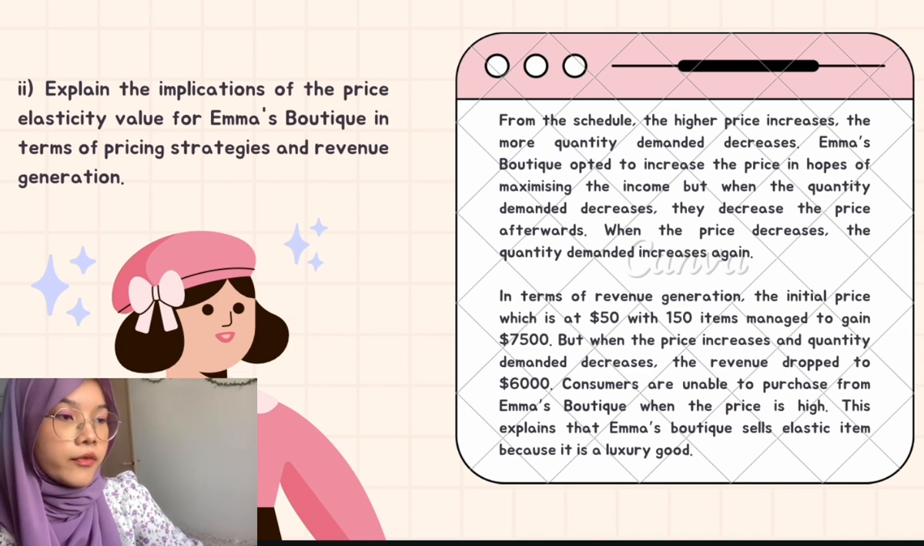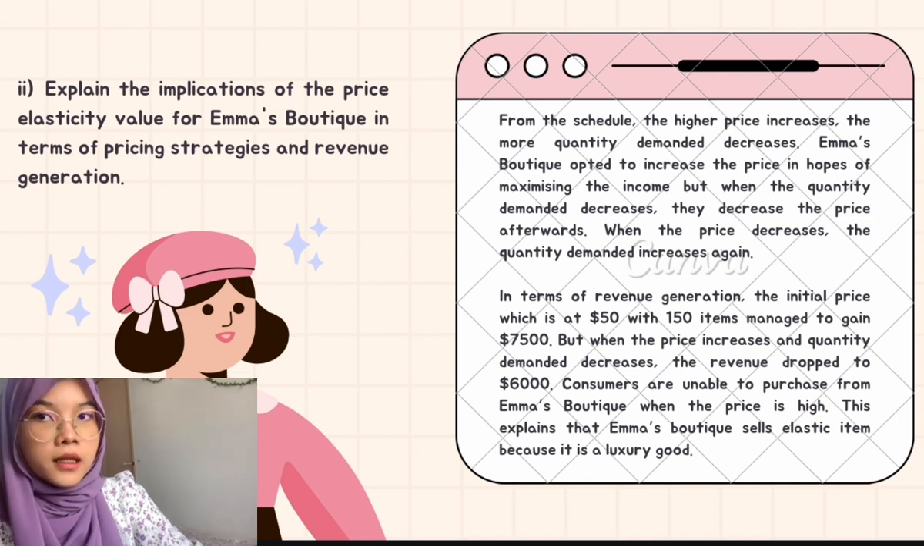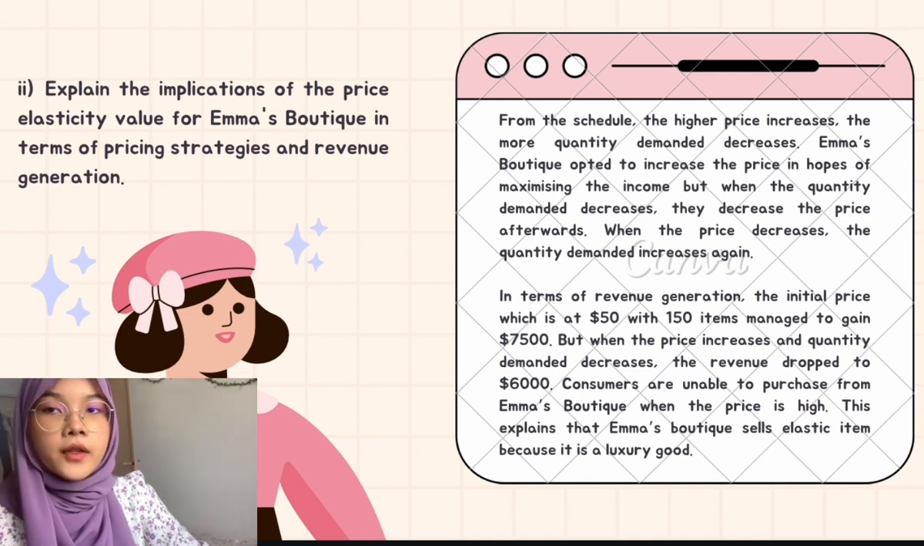In terms of revenue generation, the initial price, which is at $50 with 150 items, managed to gain $7,500. But when the price increases and the quantity demanded decreases, the revenue dropped to $6,000. Consumers are unable to purchase from Emma's Boutique when the price is high. This explains that Emma's Boutique sells an elastic item because it is a luxury good. Now that is all from me.